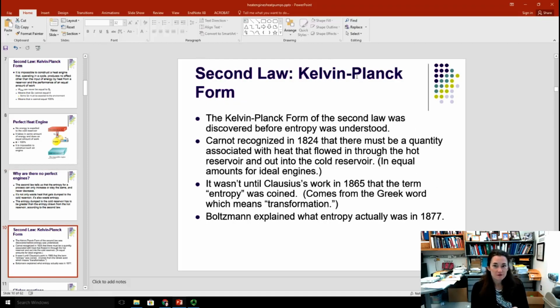So the Kelvin-Planck form of the second law of thermodynamics was actually discovered before entropy was understood. Carnot recognized in 1824 that there had to be a quantity associated with heat that flowed in through the hot reservoir and out through the cold reservoir in equal amounts if the engine was ideal. But of course there's no such thing as an ideal engine. It's only a theoretical construct, as we'll see in another lecture. It wasn't until Clausius's work in 1865 that the term entropy was actually coined. And that comes from the Greek word which means transformation. And Boltzmann really explained what entropy was in 1877.